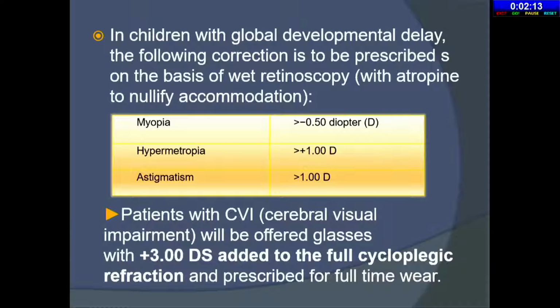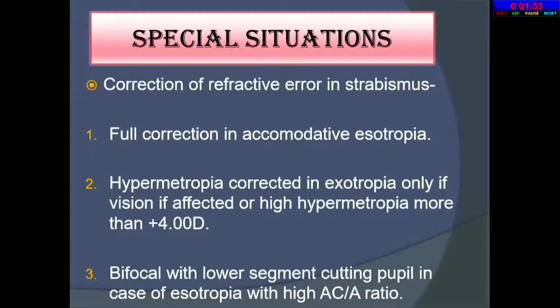Also, in children with global developmental delay, the following prescription criteria is used after wet retinoscopy. And in patients with CVI, which is cerebral visual impairment, glasses will be offered by adding +3 diopter spheres to the full cycloplegic refraction. In special situations like full correction in accommodative esotropia, hypermetropia corrected in exotropia only if vision is affected, or high hypermetropia more than +4 diopter, and bifocal with lower segment cutting the pupil in case of esotropia with high accommodative convergence to accommodation ratio.